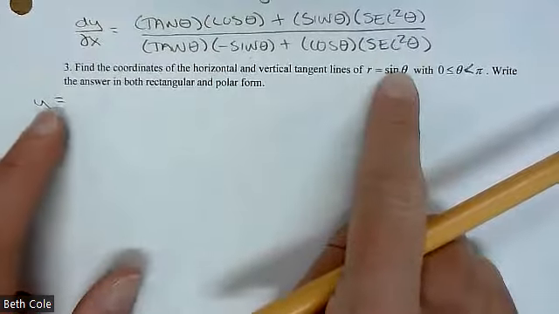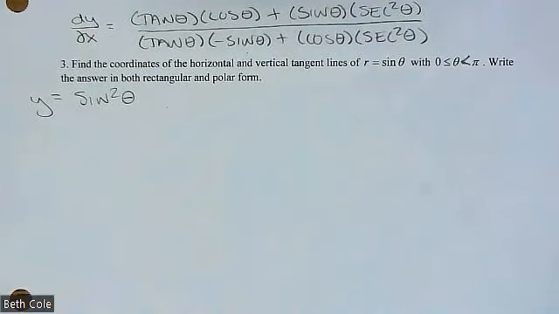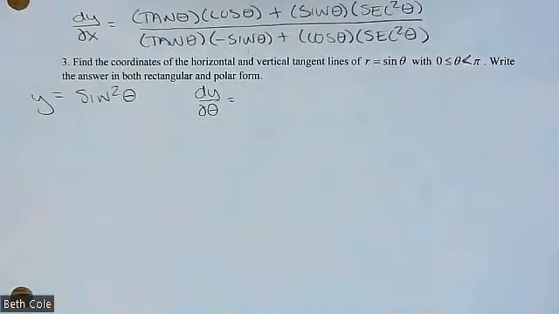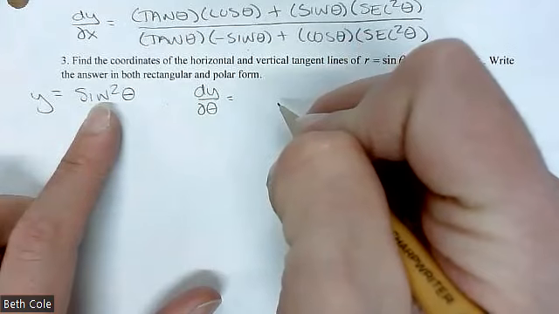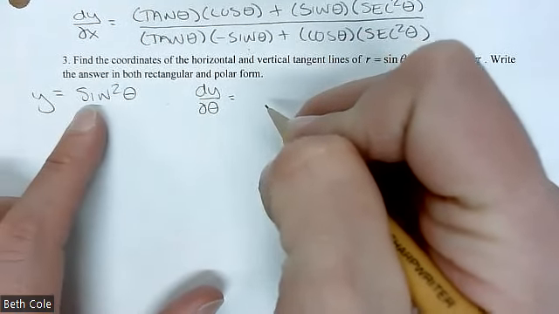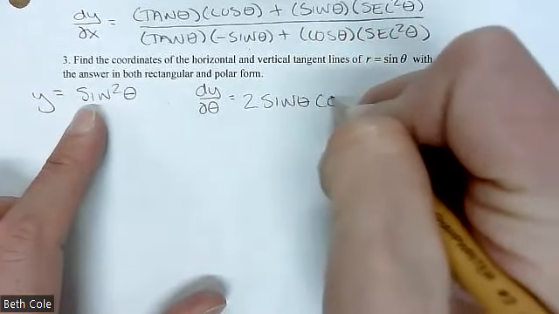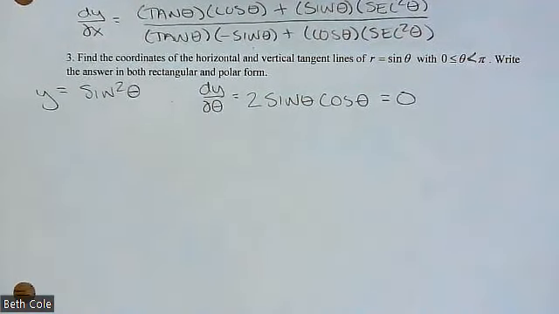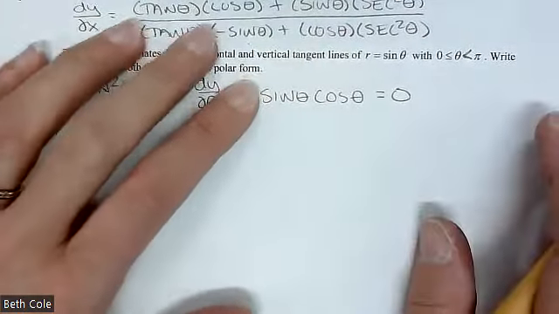So for this equation, it would be sine times sine, so sine squared. So dy d theta. Derivative of sine squared. Good. And we're going to set that equal to 0. Horizontal tangent line. Now 2 equals 0 doesn't make any sense. You can think about dividing the 2 over. 0 divided by anything is going to be 0.